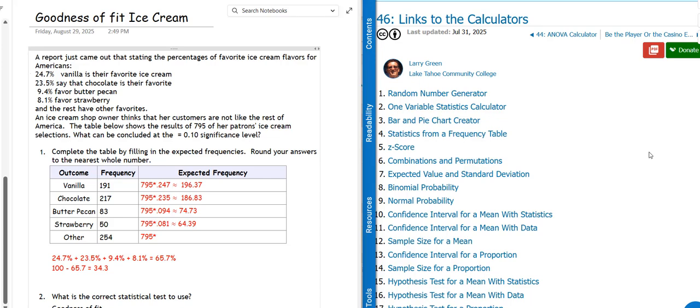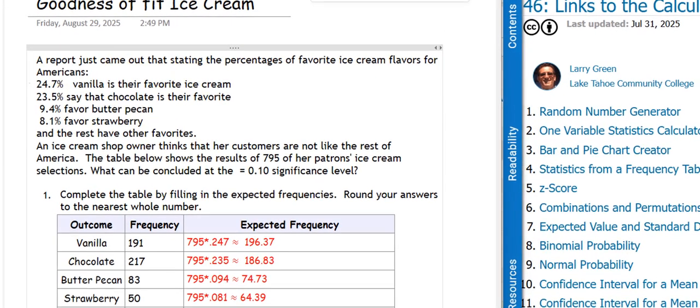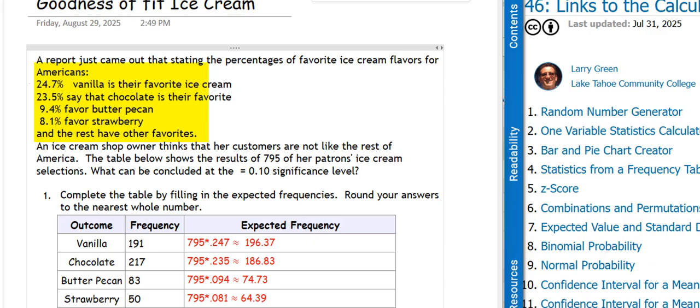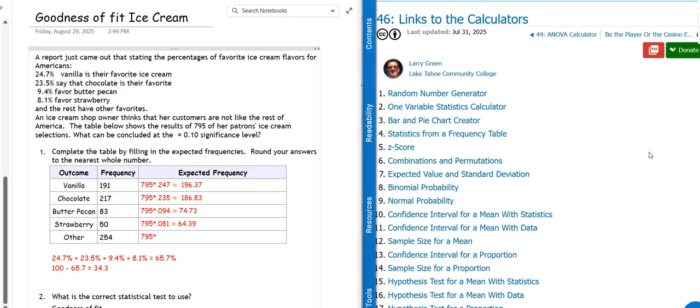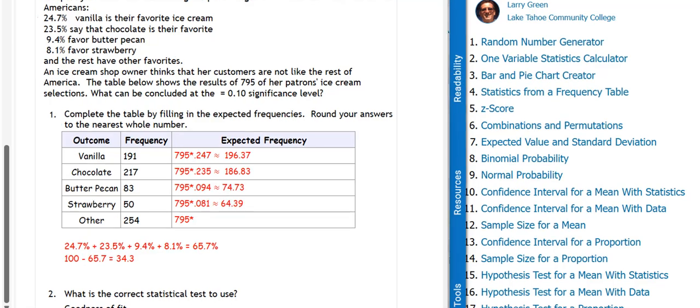In this video, I'm going to show you how to use the LibreText calculator to conduct a goodness of fit test. So in this problem, a report just came out stating the percentages of favorite ice cream flavors for Americans. And I won't read them all, but here is the list. An ice cream shop owner thinks that her customers are not like the rest of America, and so she samples 795 of her patrons and asks them what their favorite ice cream flavor is. And that's what we have here in this chart.